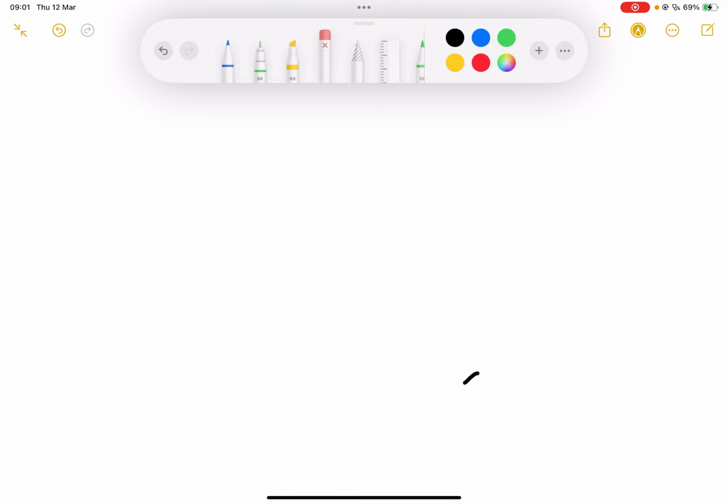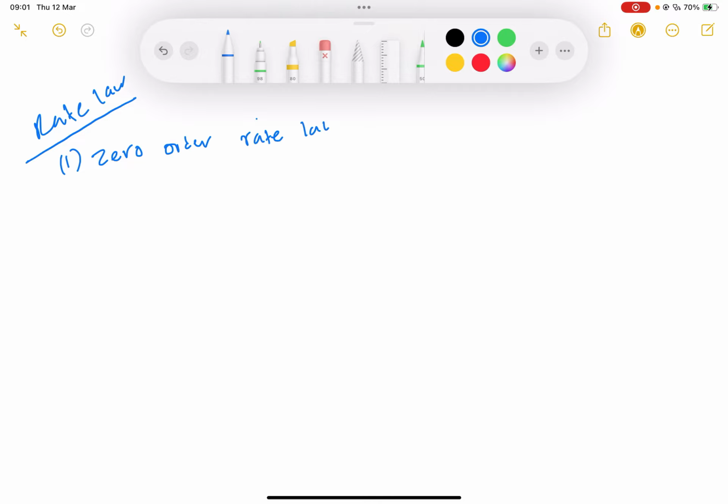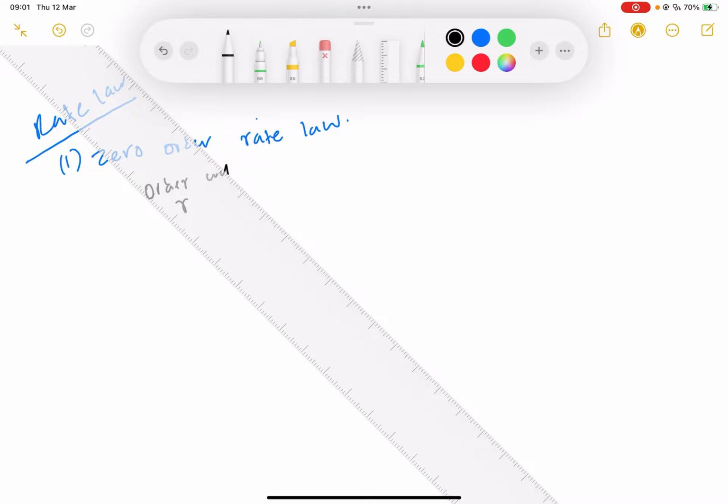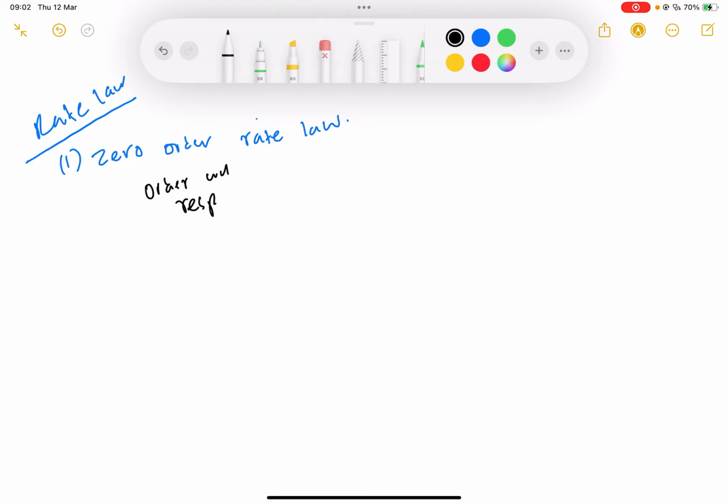Now first let's see how we are going to apply rate laws. Under the rate law, first we are going to study the zero order rate law. If the order with respect to a reactant is 0, then this is a zeroth order rate law.